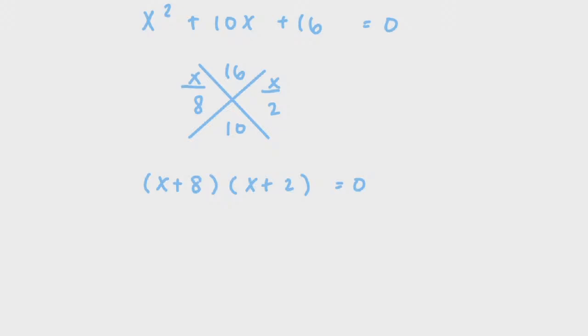So we have 2 factors here, and we're going to set each one equal to 0. So then we get x equals negative 8 and x equals negative 2. And these will be our 2 answers.